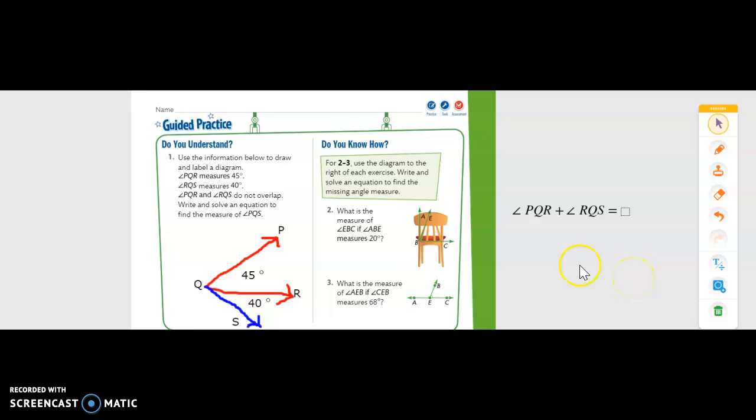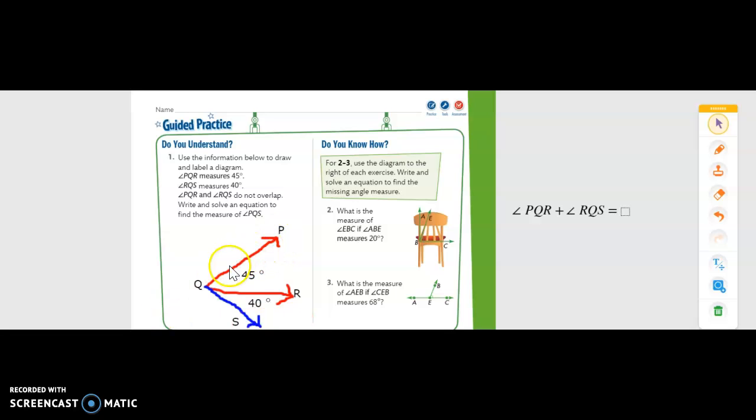Let's go back to our problem. It says angle PQR and angle RQS do not overlap. So I didn't overlap my angles. They share the ray R. It says write and solve an equation to find the measure of angle PQS.